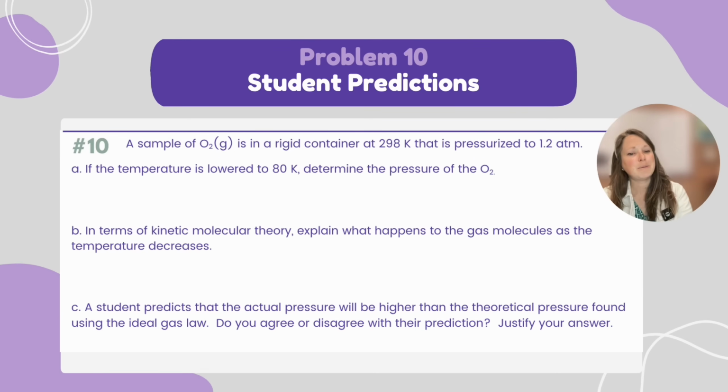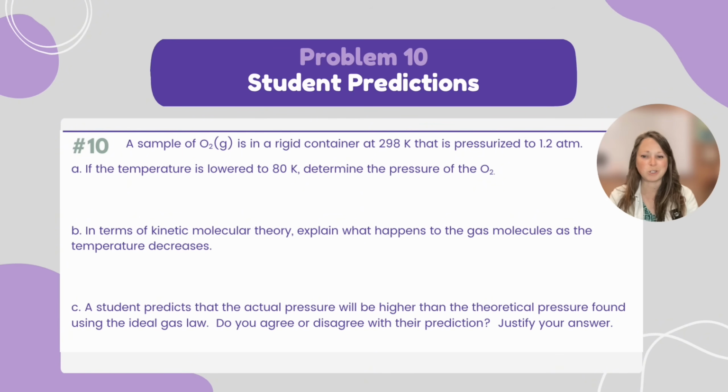All right, number 10. So this is just a nice gas problem. So we have a sample of oxygen in a rigid container. When you see that, you're automatically going to think, okay, rigid, constant volume, and it's pressurized to 1.2 atmospheres. So I'm thinking, okay, this is either going to be ideal or a combined gas law. In part A, it says if the temperature is lowered, okay, we're changing conditions. This is going to be combined gas law.